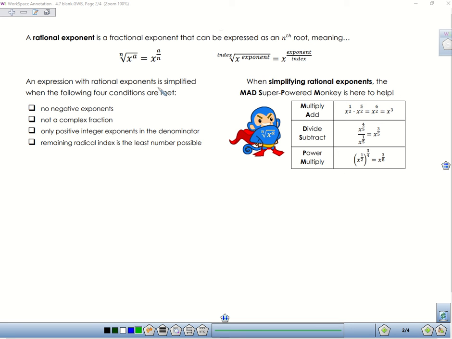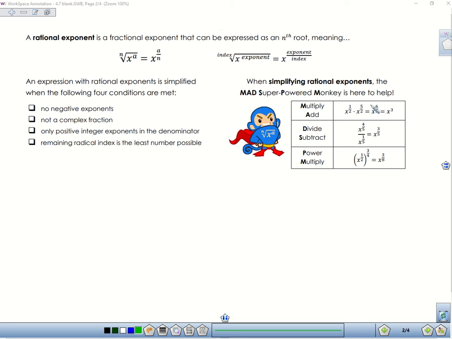So an expression with rational exponents is simplified when the following 4 conditions are met. No negative exponents, not a complex fraction, only positive integer exponents in the denominator, and the remaining radical index is the least number possible. So basically you simplify the radical as much as possible, and simplify the fraction. So like 2/4 you simplify to 1/2.